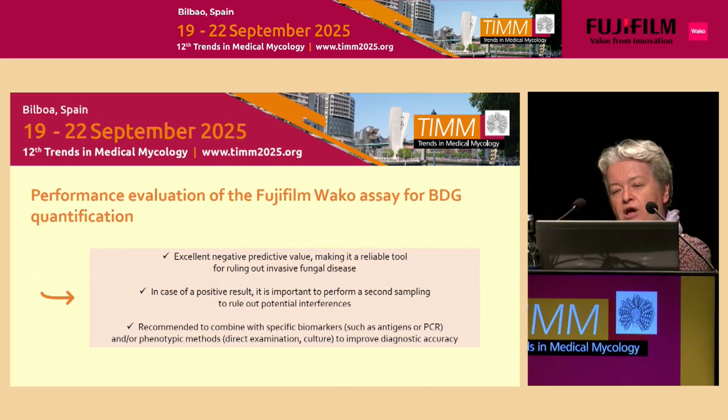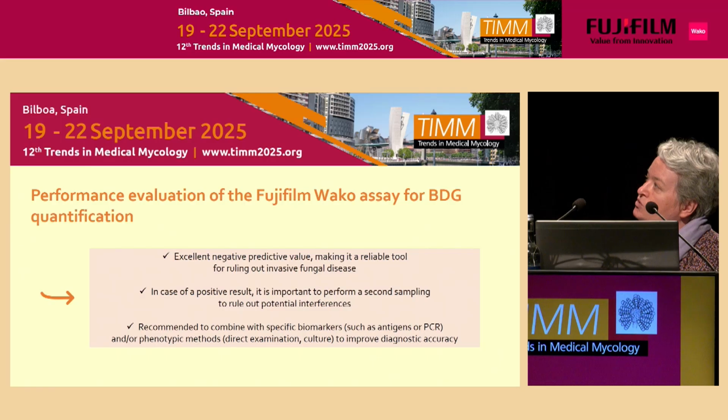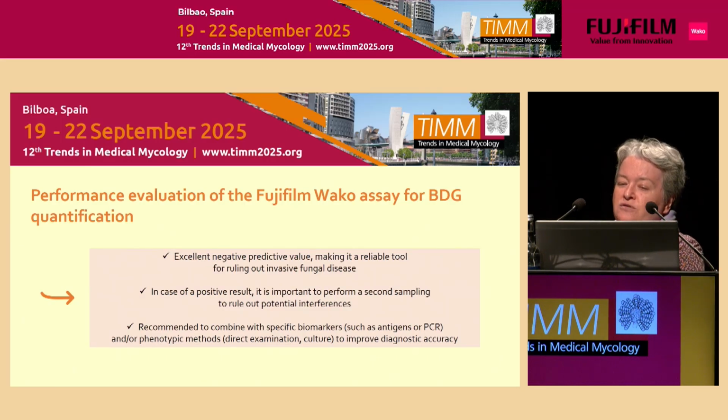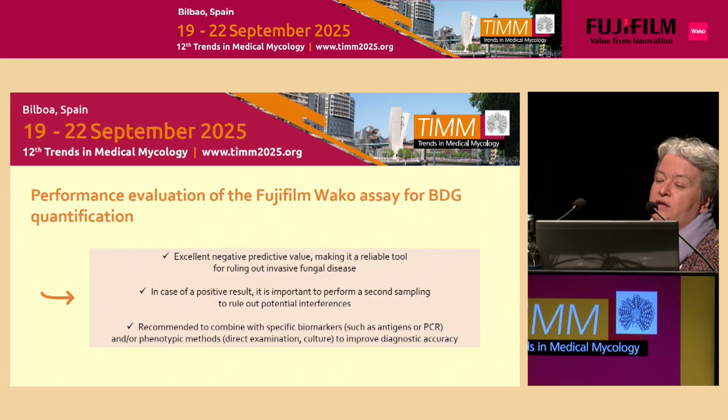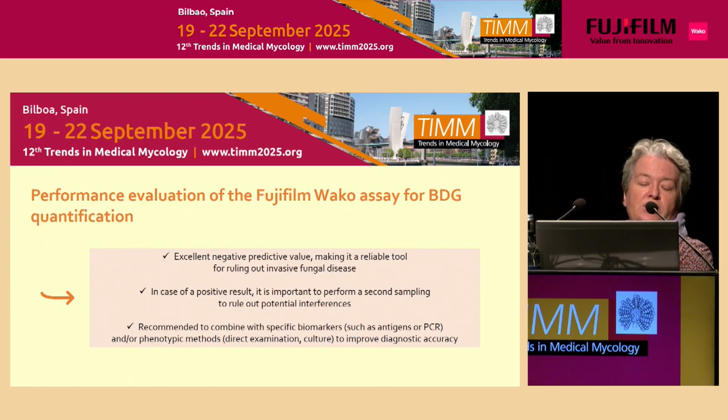These assays show an excellent predictive value, making it a reliable tool for ruling out invasive fungal disease. In case of a positive result, it's important to perform a second sampling to rule out potential interference. And it's recommended to combine with specific biomarkers such as antigen or PCR and/or phenotypic methods, direct examination, culture, to improve diagnostic accuracy.